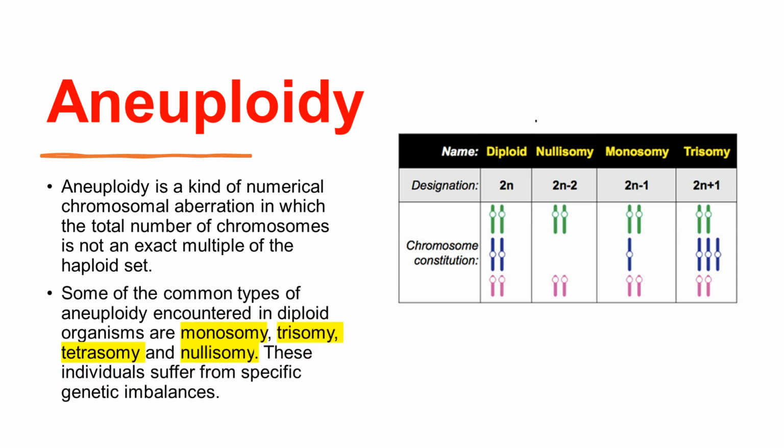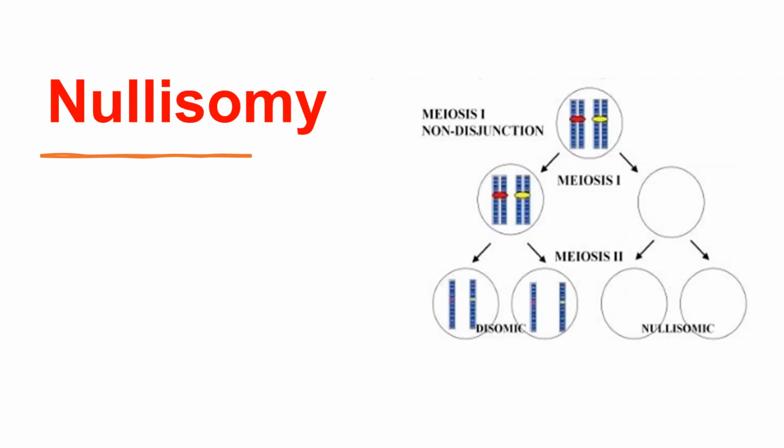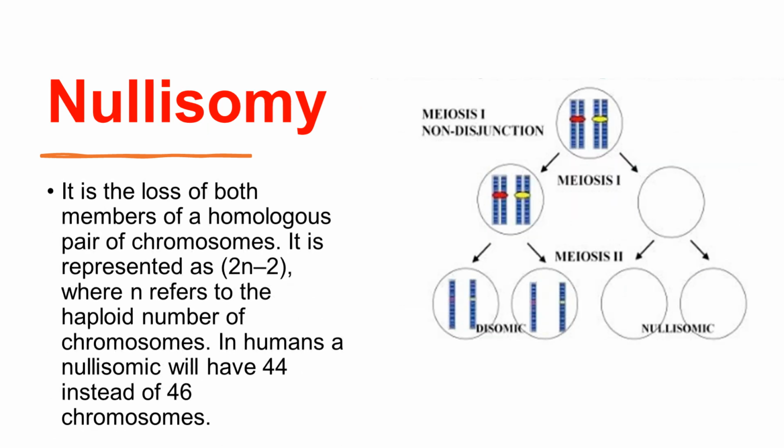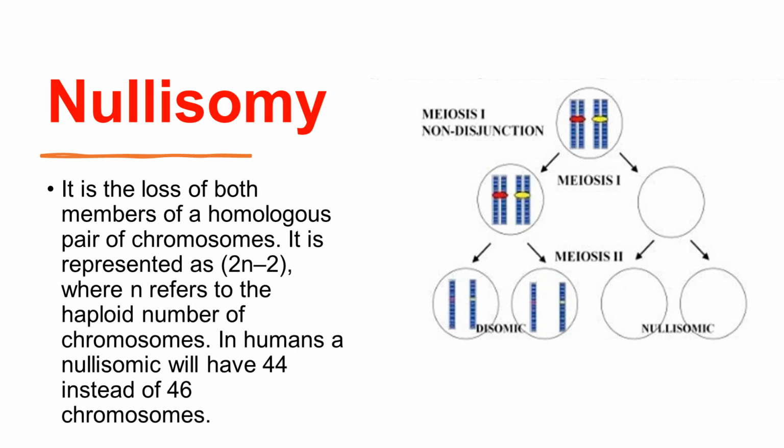Some of the common types of aneuploidy encountered in diploid organisms are monosomy, trisomy, tetrasomy, and nullisomy. These individuals suffer from specific genetic imbalances. Nullisomy is the loss of both members of a homologous pair of chromosomes. It is represented as 2n-2, where n refers to the haploid number of chromosomes. In humans, a nullisomic will have 44 instead of 46 chromosomes.